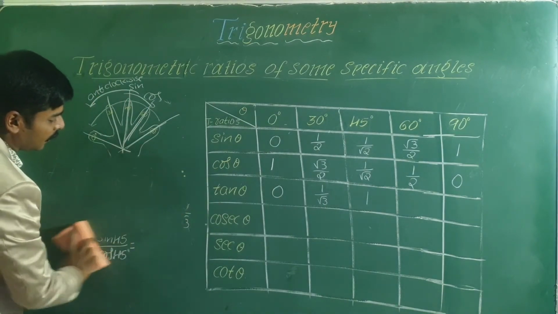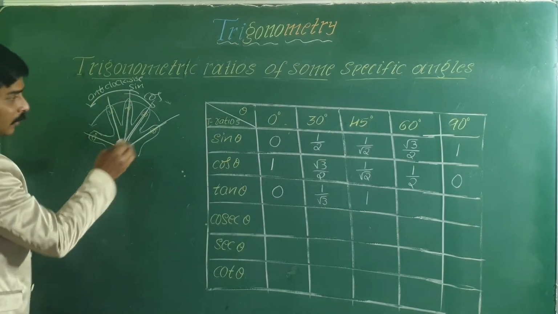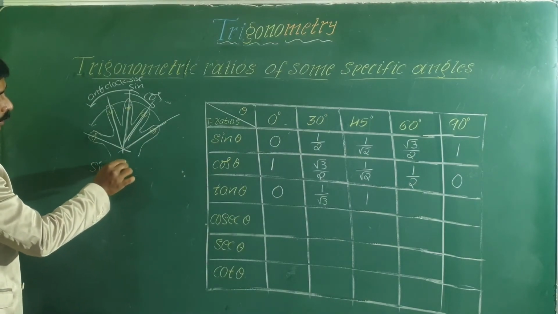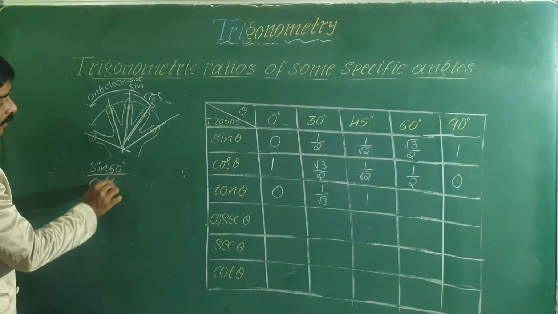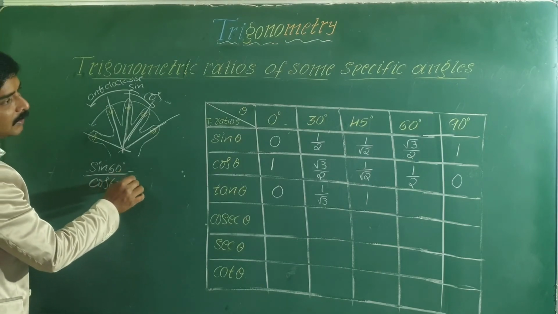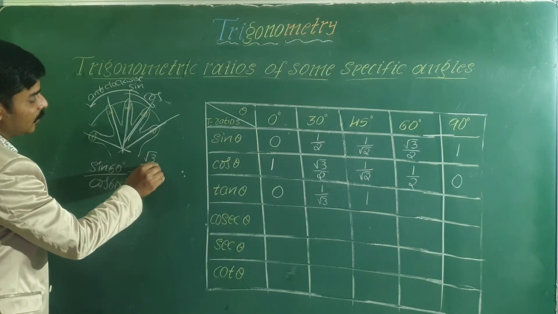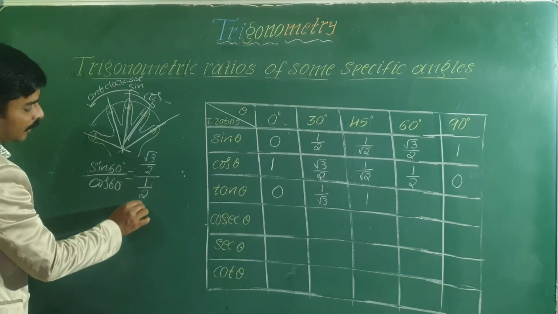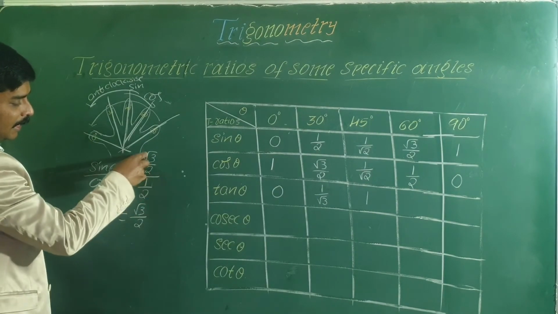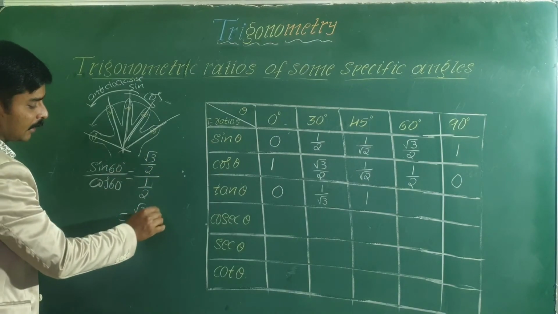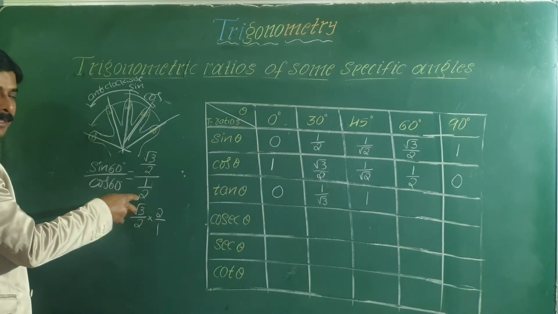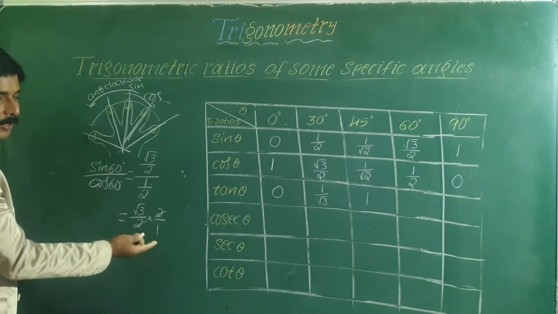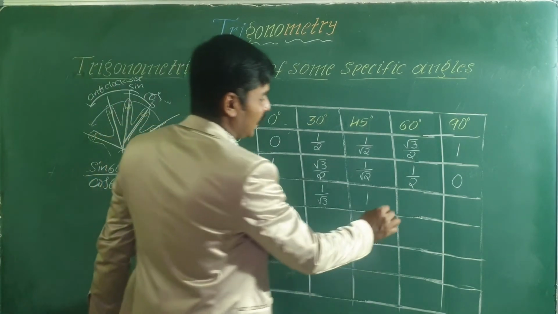Next, you see what is tan 60. Tan 60 is the ratio of sin 60 by cos 60. What is sin 60? Sin 60 is root 3 by 2. Cos 60 is 1 by 2. So write the numerator as it is. Just write the reciprocal of the denominator. The reciprocal of 1 by 2 is 2 by 1. So 2 will get cancelled. Root 3 by 1 is root 3.